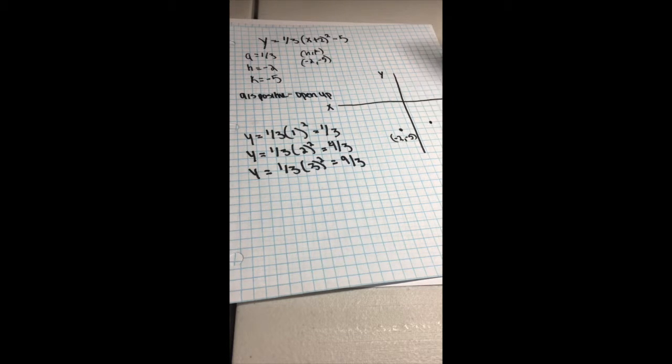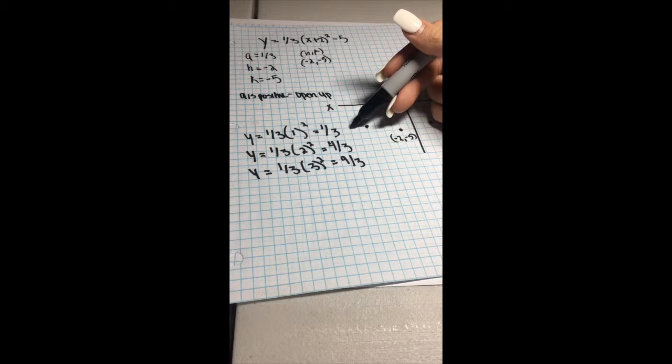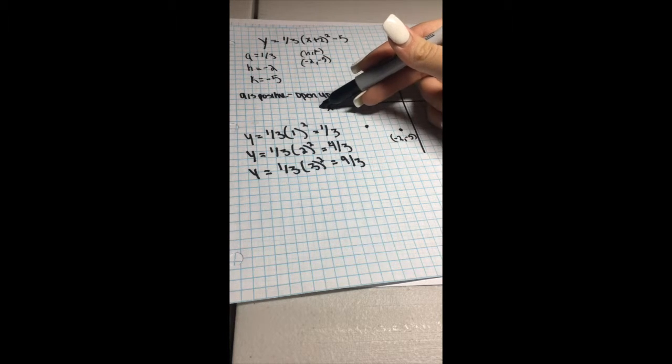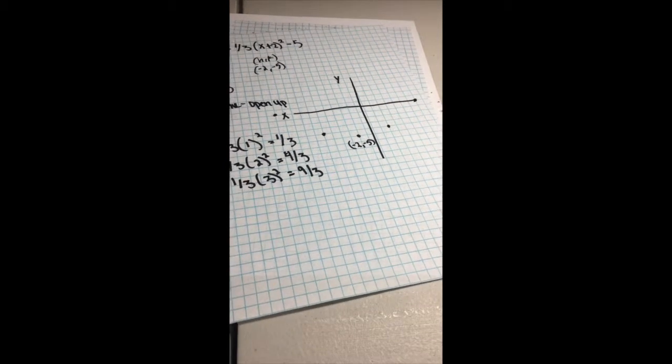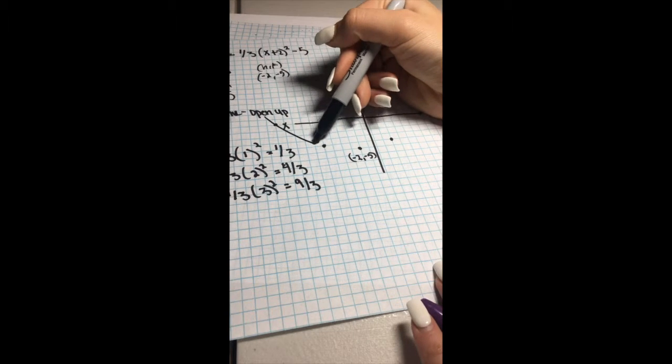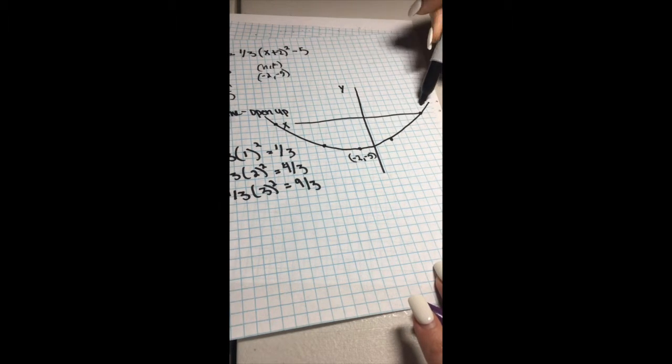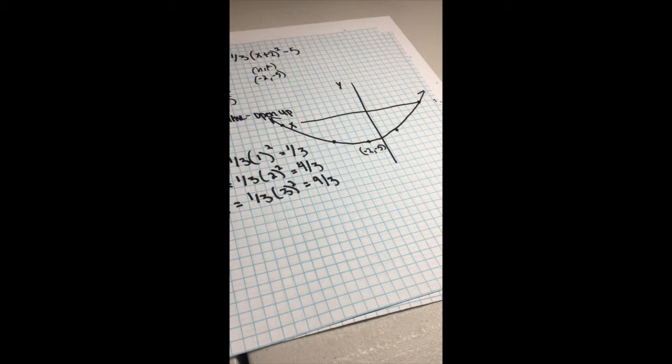I'm going to go right 1 and then up 1/3. And the same on the left side. And then I'm going to go to our 2 and go left 2, up 4/3. And I'm going to do the same on the other side. And then for the last one, I'm going to go right 3 and then up 4/3. We didn't have enough room, so I'm just going to draw my parabola, and it's going up.